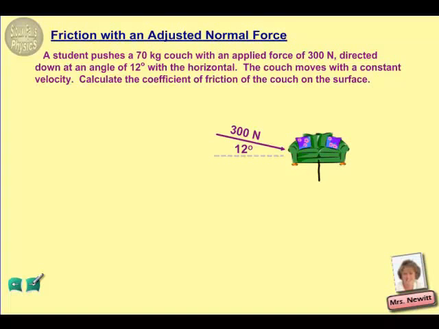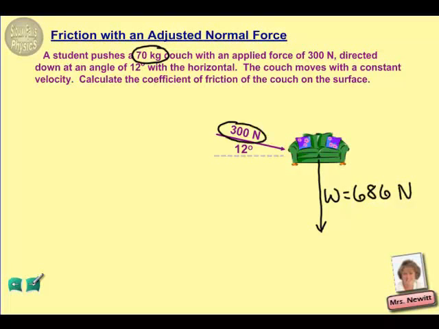First, we'll find the weight of the couch directed straight down. Notice they've given us 70 kilograms, and at this point hopefully you're getting pretty good at just taking that 70 kilograms, multiplying times 9.8, and we get a force of 686 newtons. Now notice that most of the time we would have just real quickly put the normal force on there with an equal amount. However, this time we have this force over here to deal with.